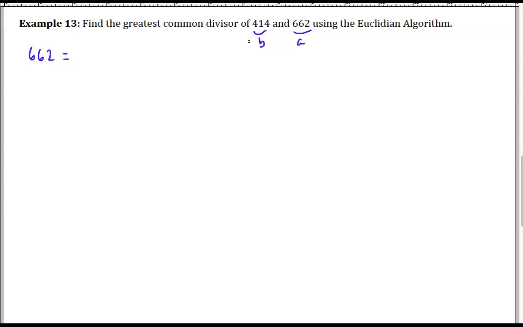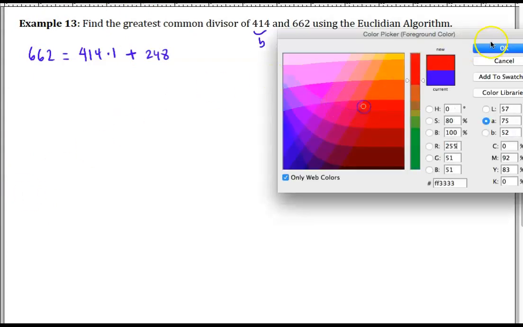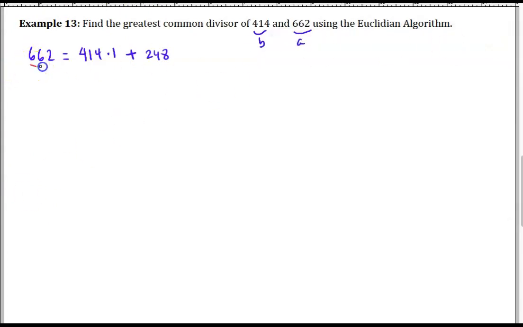Okay, so 662 divided by 414 is 1. So 662 is going to be 414 times 1, plus the remainder. So 662 minus 414 gives me a remainder of 248. All right, so just to keep with the algorithm above, this is A, and this is B, and this is the quotient, and this is my remainder.